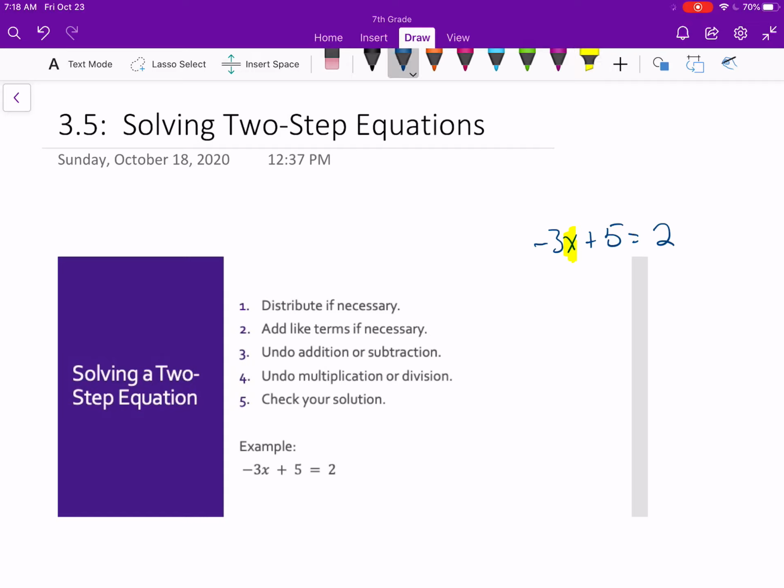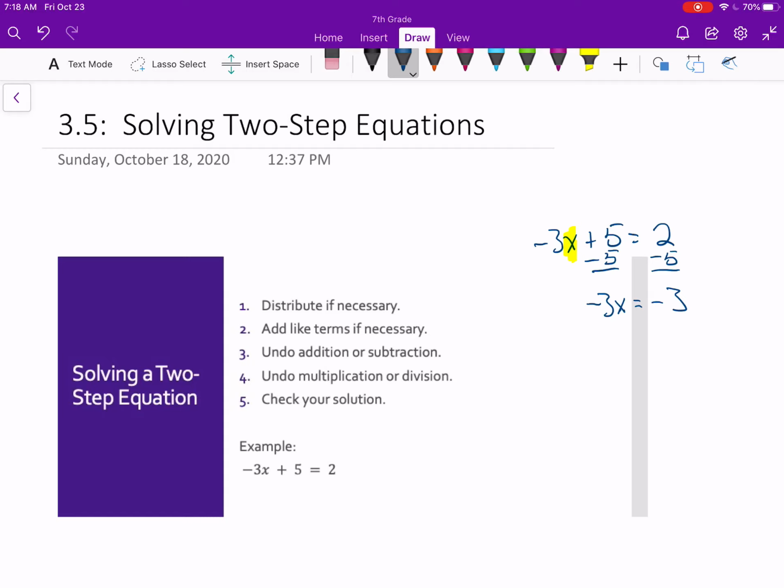There's no distribution that we need to do. There are no like terms on either side of the equal sign that we can combine. So let's look to see if we can undo any addition or subtraction. So we have this plus 5 over here, so we're going to subtract 5 to undo that from both sides. Remember, if you do it to one side of the equation, you have to do it to the other side. So now we have negative 3x equals negative 3.